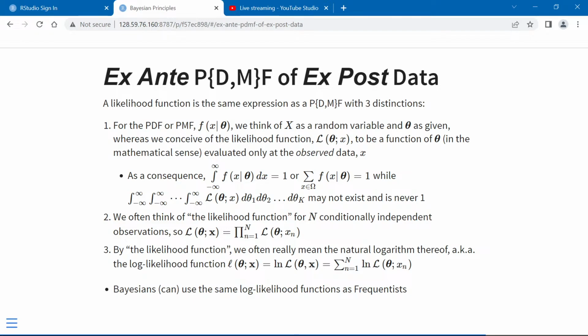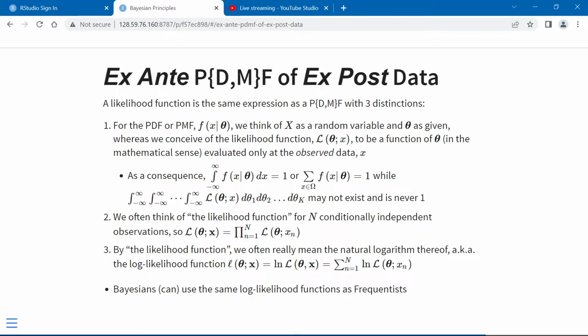So these integrate to one if it's continuous, or they sum to one over the sample space of x if it's discrete. Whereas if we integrate the likelihood function, and this would ordinarily be a multivariate integral over all the different thetas, that integral may not even converge, and even if it does, it's not going to be one. So likelihood functions don't define a PDF with respect to the parameters.